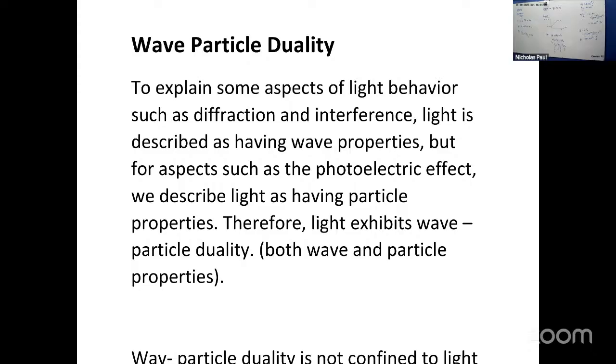But for aspects such as the photoelectric effect, we describe light as having particle properties. Okay? So we are going to take a look at where this wave particle duality could also be proven. We saw it where first? Here, right? Photoelectric effect. So we saw the introduction of the particle behavior of light. Now, a guy named De Broglie could go and show us the same thing.